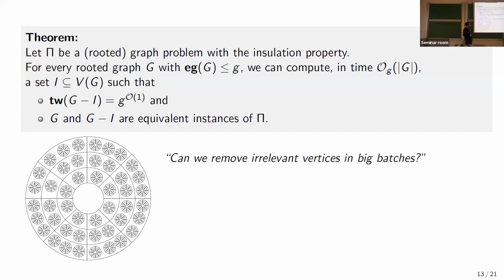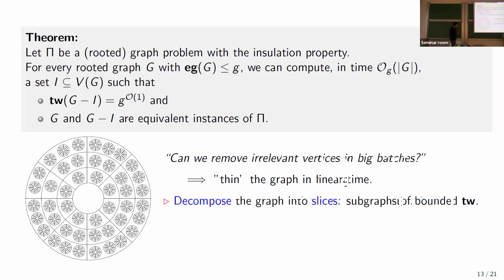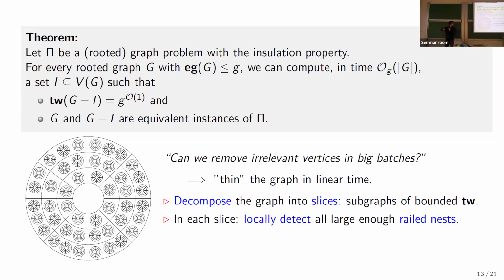So can we remove irrelevant vertices in big patches? In an equivalent way, can we thin the graph in linear time? The approach that we propose is to decompose the graph into slices that are subgraphs of bounded treewidth. In each slice, locally detect railed nests, and then using this local computation, finally remove the irrelevant vertices globally and return this set of irrelevant vertices.